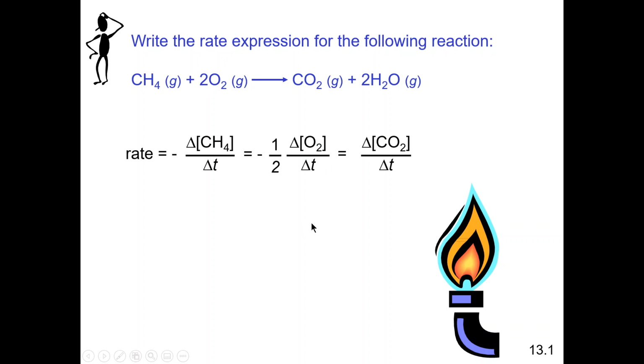And then on the product side, that would be equal to the rate of change of carbon dioxide. And then for the water, because you have the 2 here, that rate would be expressed as 1 over 2 times the rate of change of water. All right, so that's basically how these different rates relate to each other.